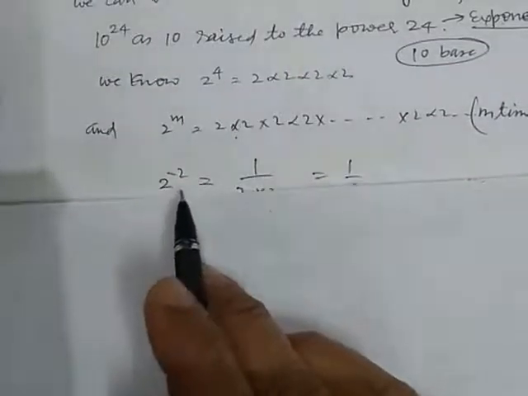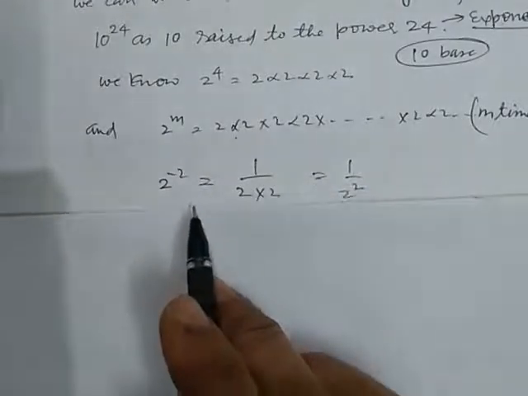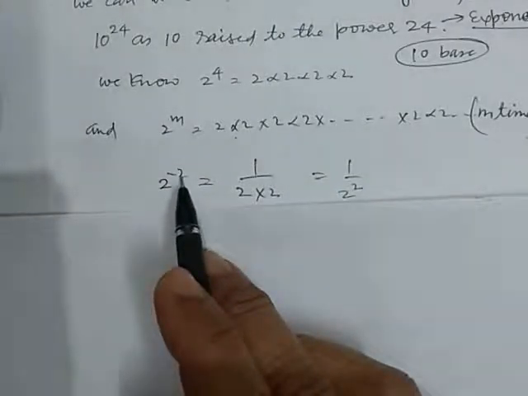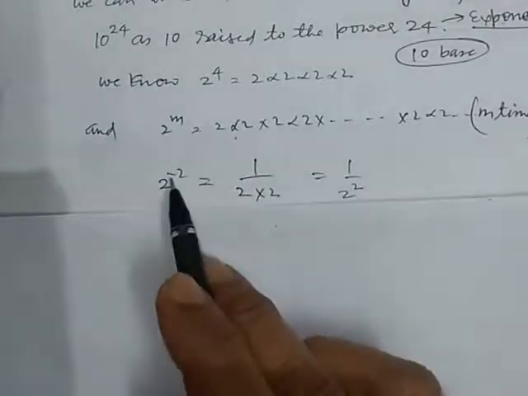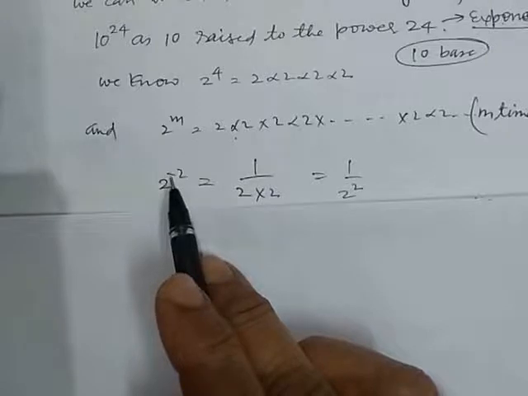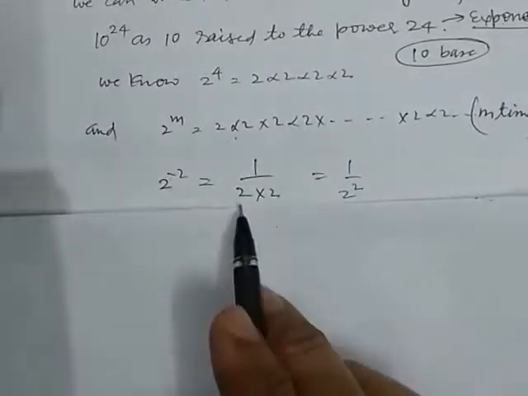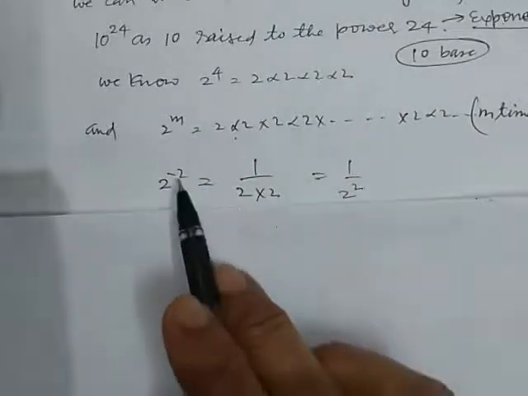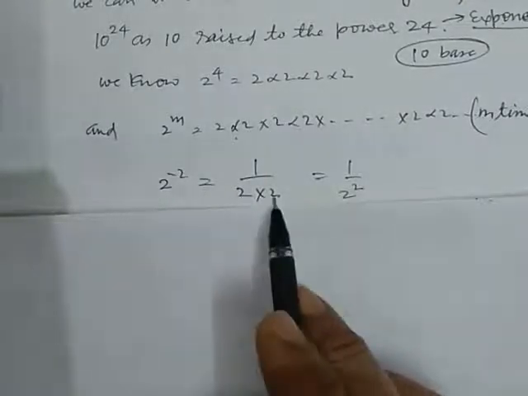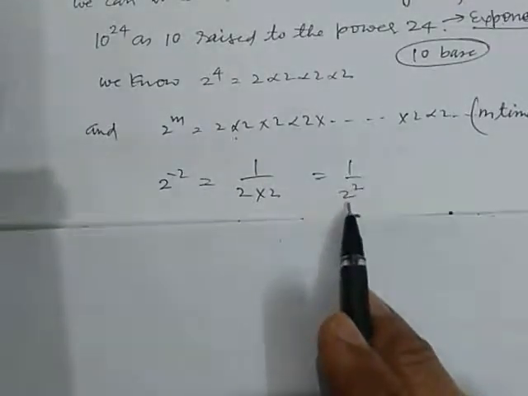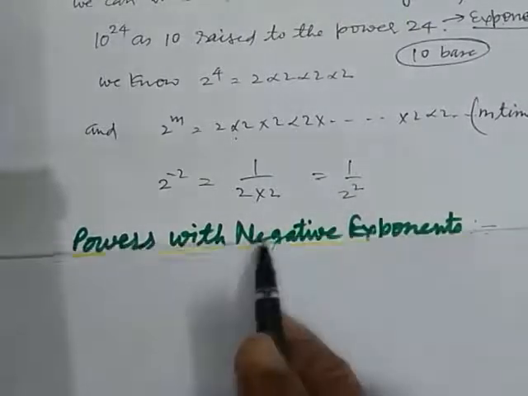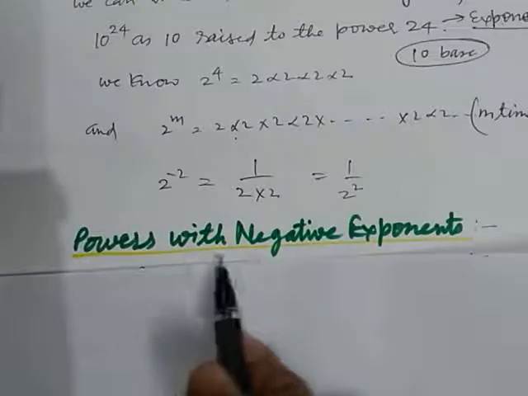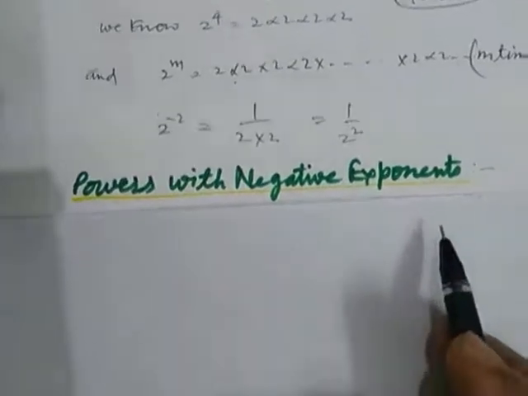Now if there is a negative power, then what happens? 2 raised to the power minus 2 means 1 upon 2 into 2. That is, if we want to convert this negative power into positive, we have to reciprocate this, and the power is 2, that means 2 into 2. So this becomes 1 upon 2 raised to the power 2, that is, 1 upon 2 square. Okay. So now we learn powers with negative exponents.